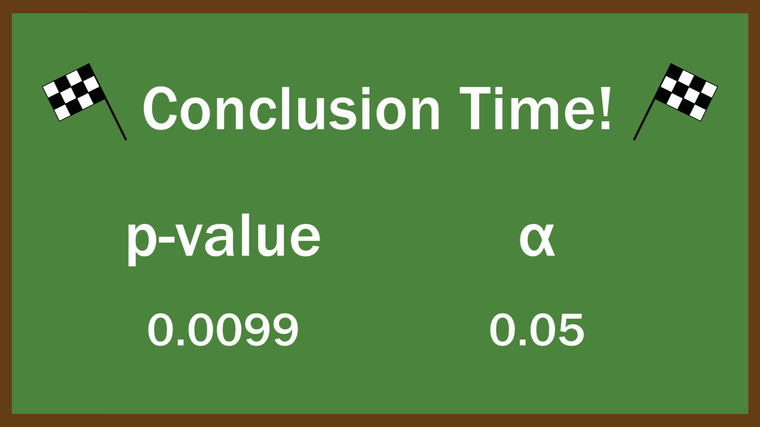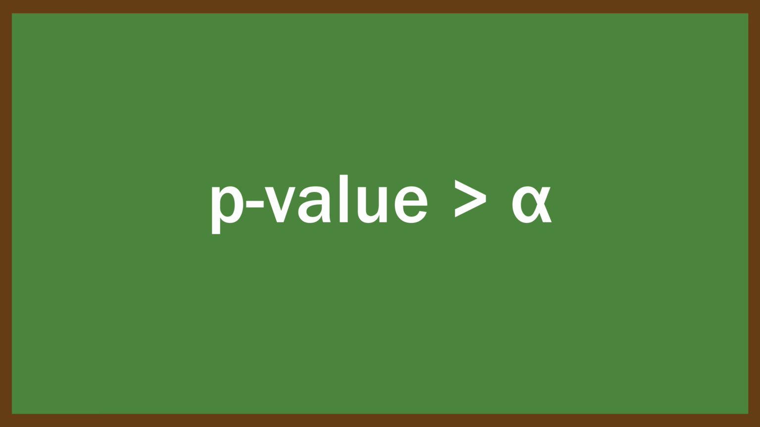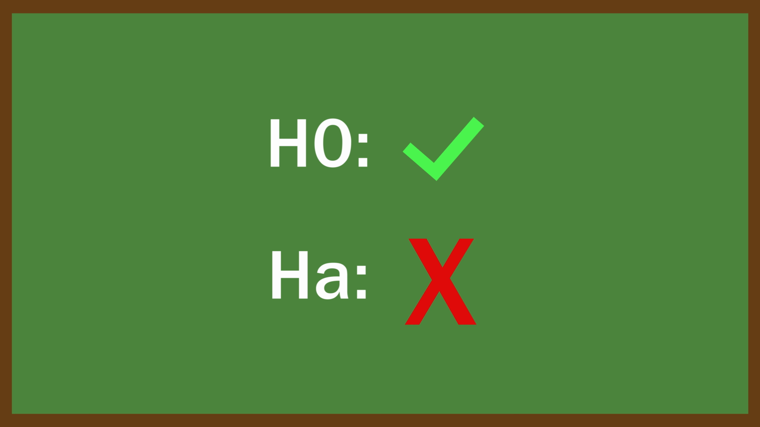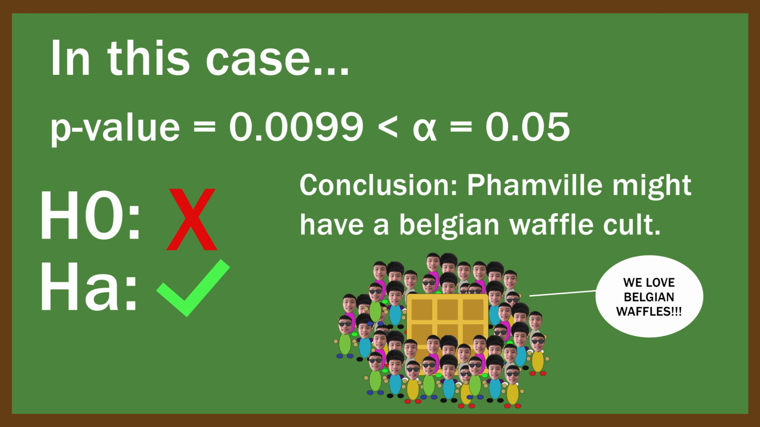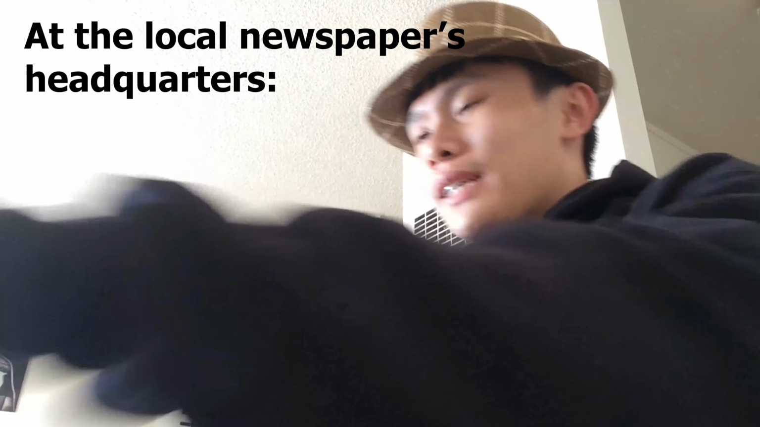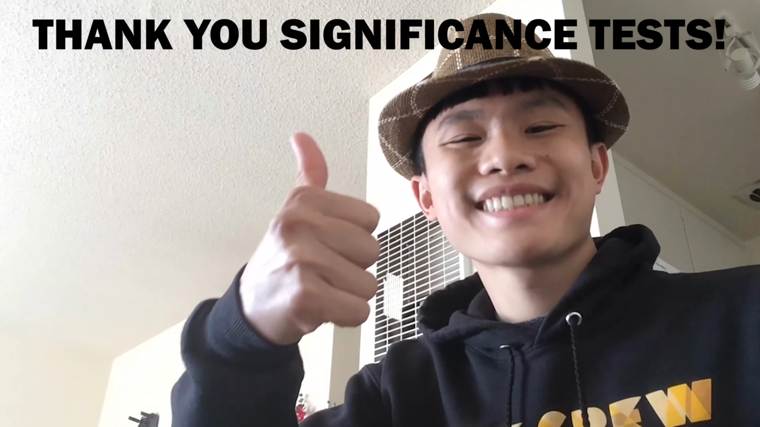Last, make a conclusion using the p-value and significance level. If the p-value is greater than the significance level, we'll fail to reject the null hypothesis. If the p-value is less than the significance level, we'll reject the null hypothesis. With this info, Long can confront the local newspaper about the potential misinformation in their article. Thank you, significance tests.